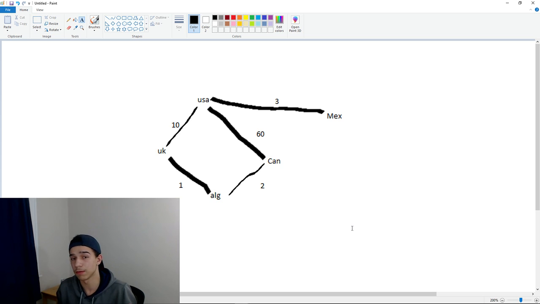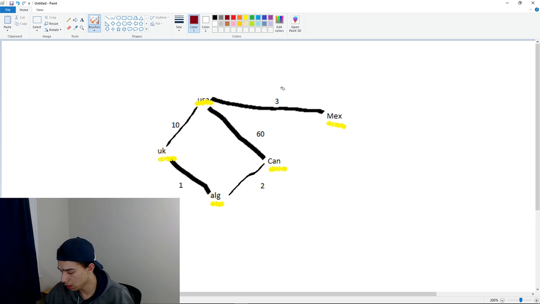So with this graph, our vertices would be the US, and I'm going to highlight these in yellow. If I can grab my highlighter here. It's not going to let me, so we're just going to airbrush over them. We have vertices right there, which is US, Mexico, Canada, Algeria, and the UK. And then we will highlight in red our edges. So our edges are 3, 10, 60, 2, and 1.